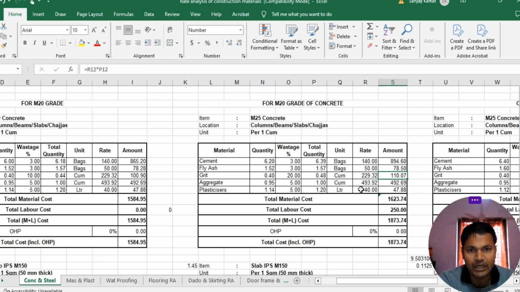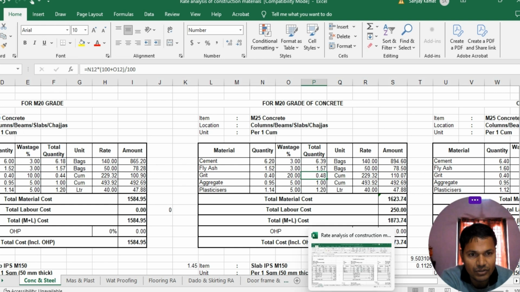So now coming to grit quantity, how much do we have to take? We have to take 0.40, and the wastage percentage of the grit will be 20%. The total quantity of the grit will be 0.48, and grit will always be in cubic. The rate of grit will be 229.32, and the amount will be 110.07.